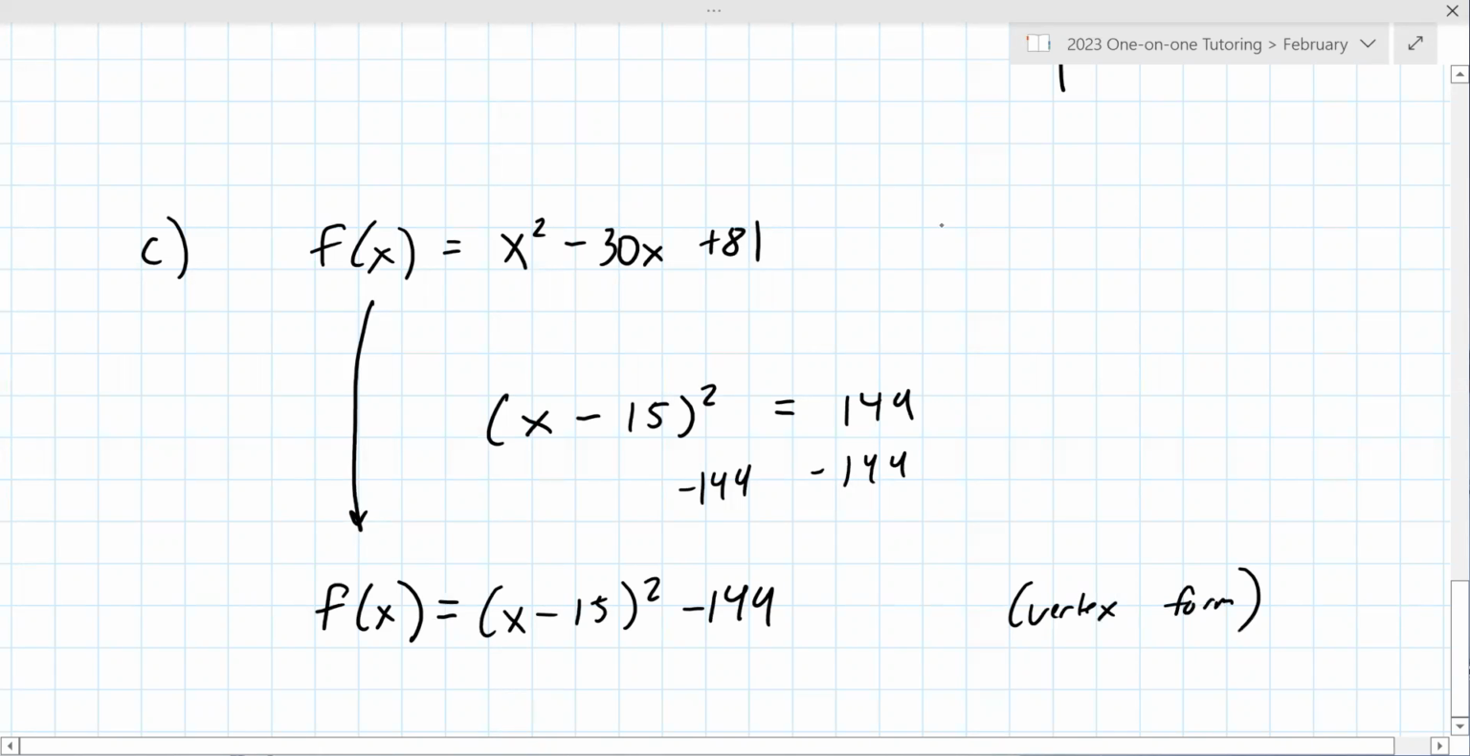What are we subtracting? Is it like a 0 from the 144? Yeah, you can think of it as 0. Okay, good.